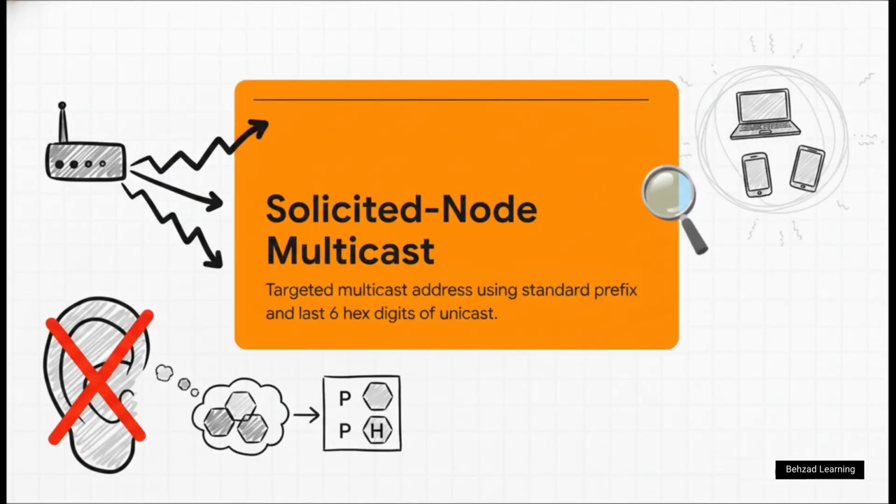It uses a wonderfully targeted solution called a solicited-node multicast address. Instead of yelling at everyone, the router calculates a special multicast address using a standard prefix combined with the last 6 hex digits of the target's unicast address. By pinging this specific hybrid address, it only bothers the tiny handful of devices that share that exact ending. It keeps the network traffic incredibly quiet and super efficient.